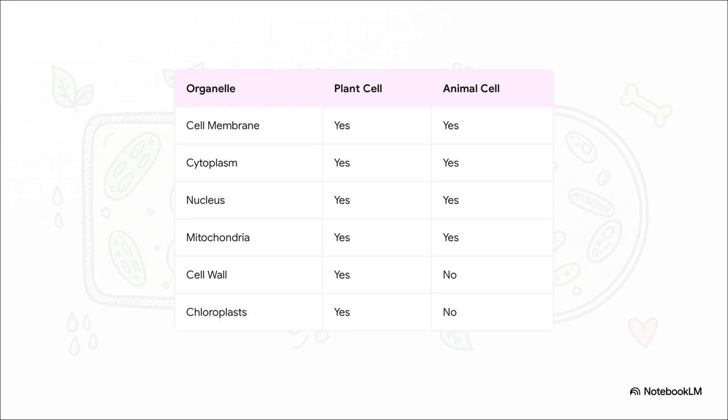As you can see down the list, they both get a yes for the essentials: cell membrane, cytoplasm, nucleus, and those mitochondria power plants. But then, look at the bottom two rows. That's where you see the big difference. Only the plant cell has that rigid cell wall and those food-making chloroplasts. It seems like a simple difference on a chart, but in the real world, it changes everything.